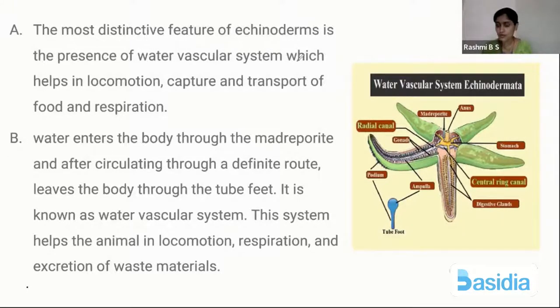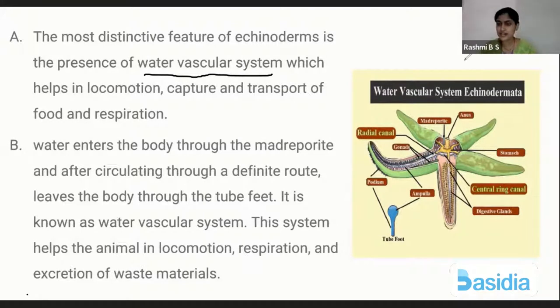This is a central canal, okay? This is a central canal, the radial canal, this is the radial canal, okay, and this is the anus. This is the dorsal side, and on the ventral side you have the mouth through which water enters, and it passes through these radial canals. Can you see here the radial canals? These are radial canals, okay?